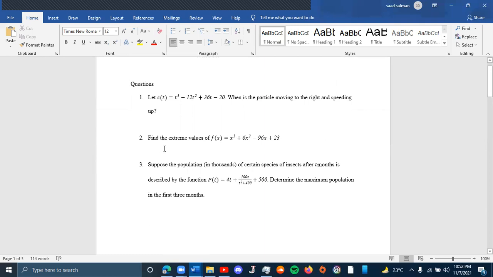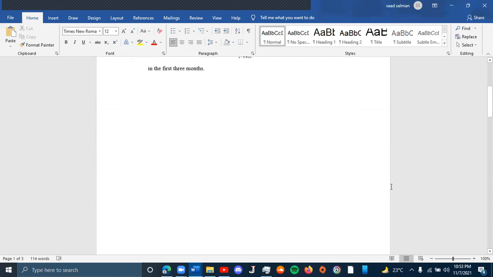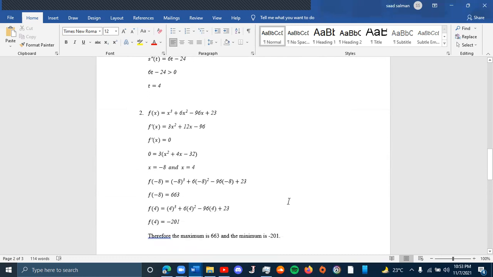Find the extreme value of f(x) = x cubed plus 6x squared minus 96x plus 23. So we'll start question number 2 with the basic equation, which is f(x) = x cubed plus 6x squared minus 96x plus 23. So f prime x is equal to 3x squared plus 12x minus 96. We set f prime x equal to 0, which gives 0 = 3(x squared plus 4x minus 32). 3 is taken out as a multiple, which will give us x = minus 8 and x = 4.